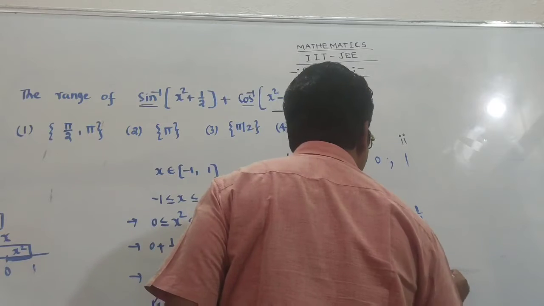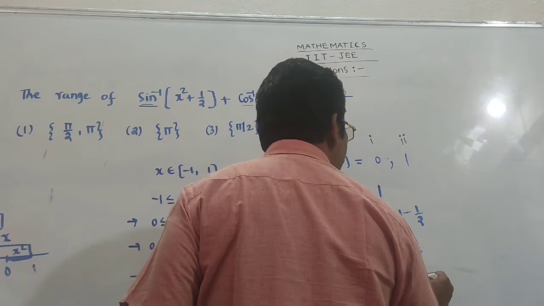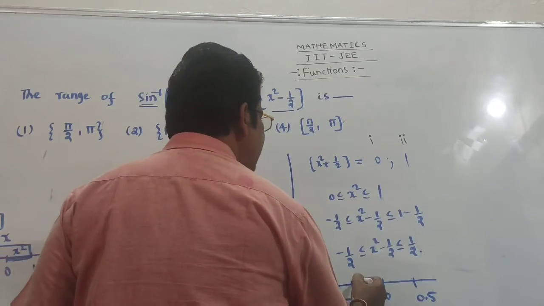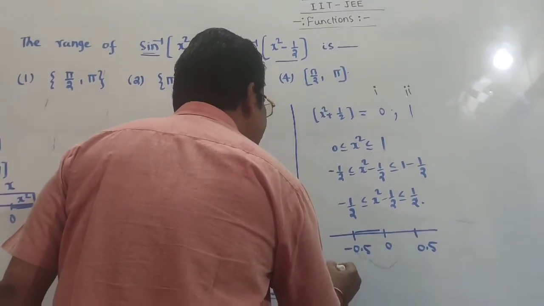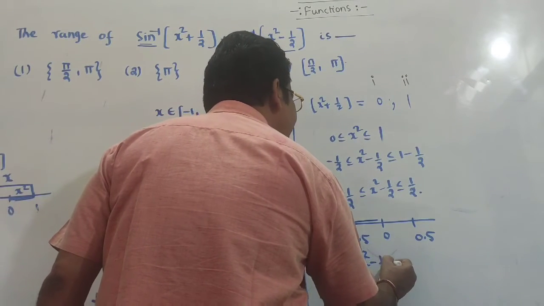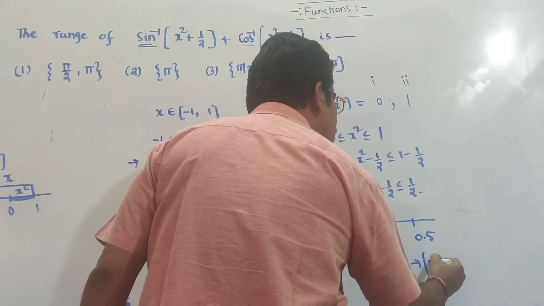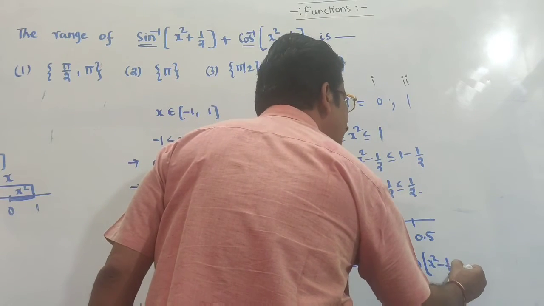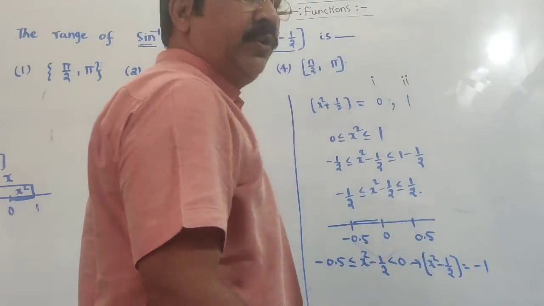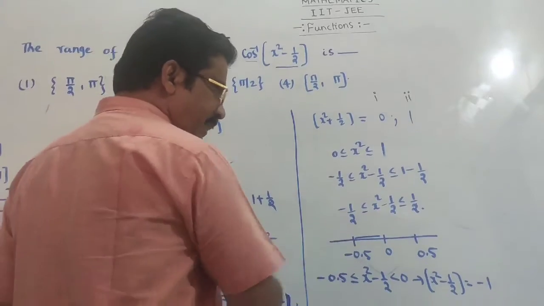Graphically it is 0, minus 0.5, and plus 0.5. So in this area, minus 0.5 less than or equal to x square minus 1 by 2 less than 0, then its box value of x square minus 1 by 2 is equal to minus 1. Already you know very well how to take box values for negative numbers.